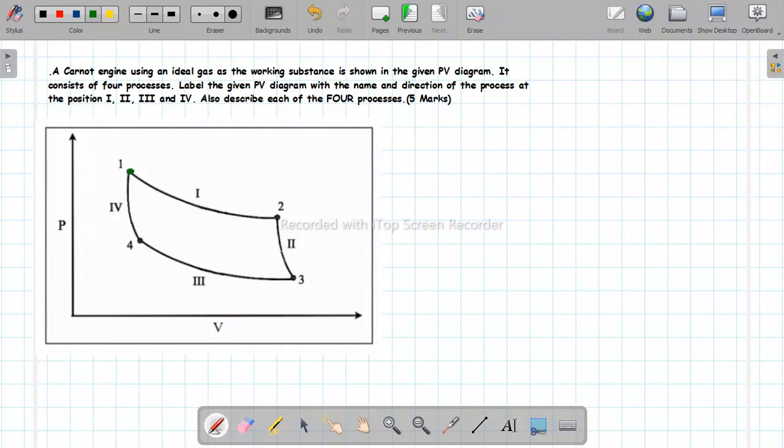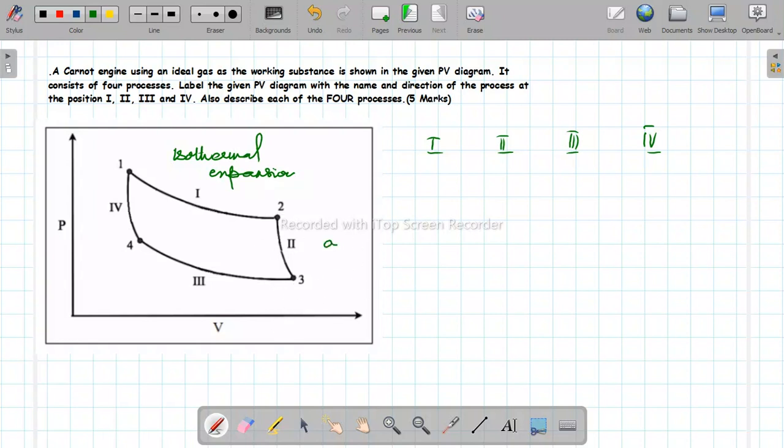Your system started from point 1 and all the way it ended at point 1 as well. Let's just discuss it stage wise. Pehle to we need to just label the processes. We already know that this is isothermal expansion क्योंकि 1 से 2 तक जाते हुए वॉल्यूम इंक्रीज हो रहा है, राइट? 1 पर वॉल्यूम कम था, 2 पर वॉल्यूम ज्यादा है.